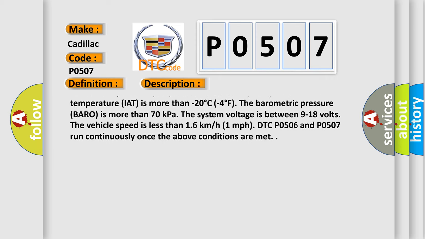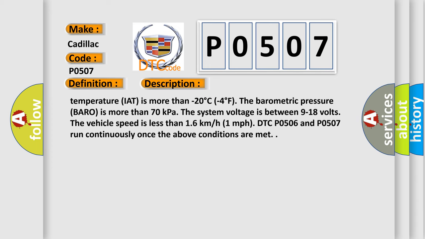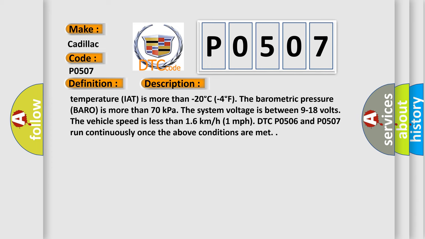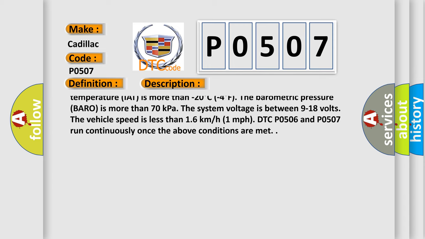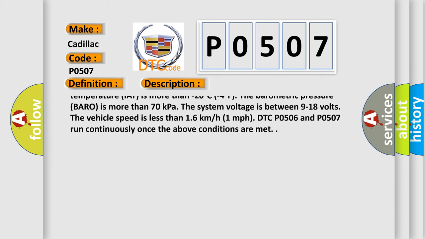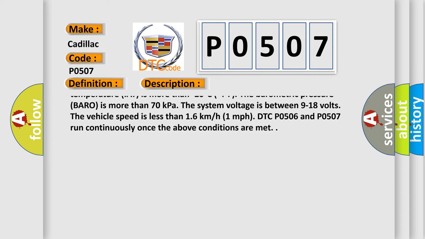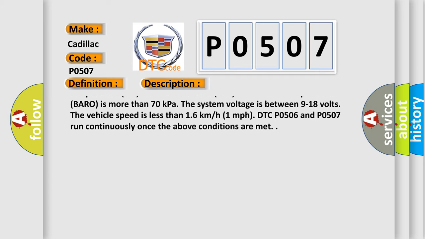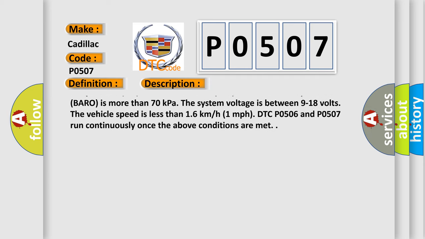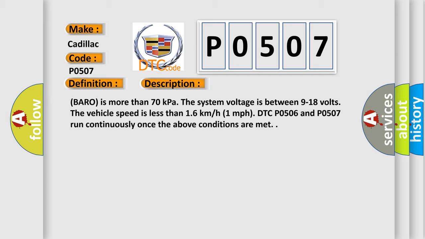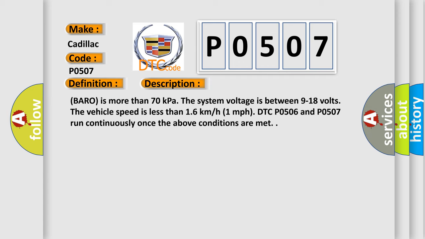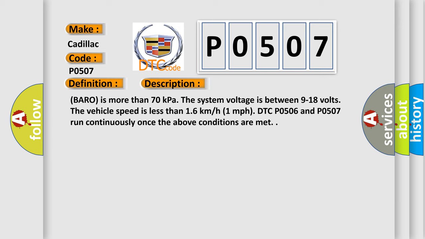The engine is operating for at least 60 seconds. The engine is idling for greater than 5 seconds. The engine coolant temperature ECT is more than -60 degrees Celsius to 76 degrees Fahrenheit. The intake air temperature IAT is more than -20 degrees Celsius to 4 degrees Fahrenheit. The barometric pressure BARO is more than 70 kilopascals. The system voltage is between 9 and 18 volts. The vehicle speed is less than 16 kilometers per hour, 1 mile per hour.